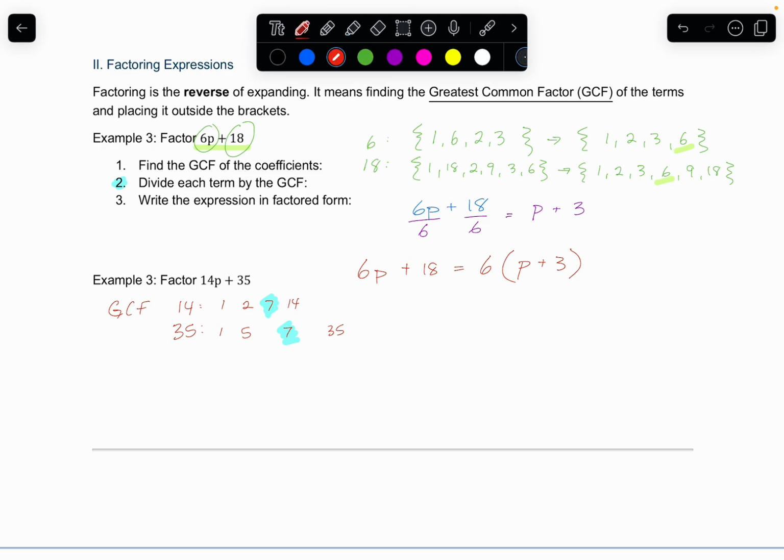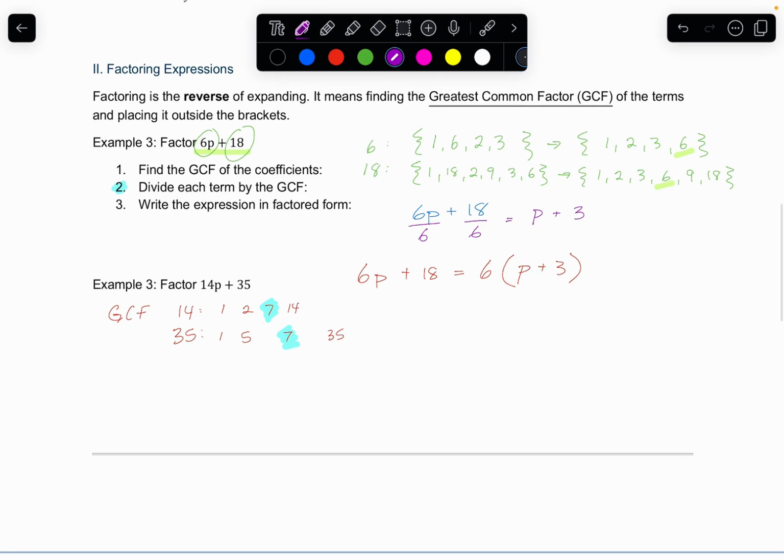Now let's work through it similar to the way we did before. We want to divide each term by the greatest common factor. So each term is this 14p plus 35. There's our two terms. We're going to divide these by our greatest common factor. So 14p divided by 7, 35 divided by 7. And what we get, 14 divided by 7 is 2. We're left with 2p. And 35 divided by 7 is 5. So we're left with 5.